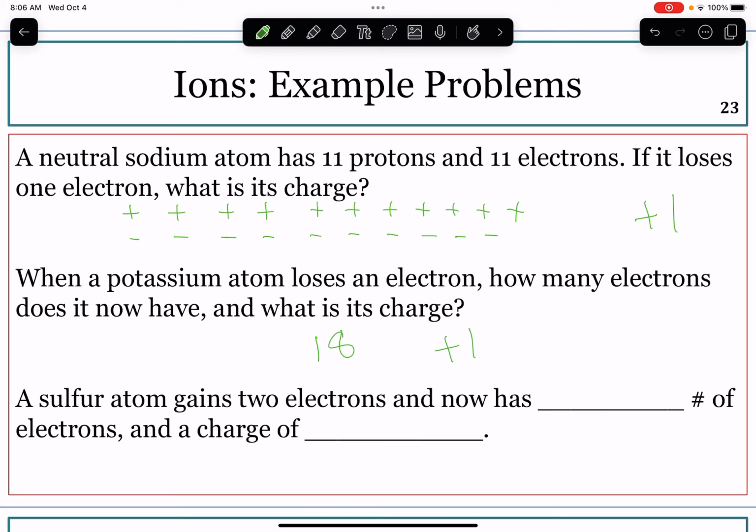A sulfur atom gains 2 electrons and now has blank number of electrons and a charge of what? Well, a sulfur atom has 16 protons and 16 electrons when it is neutral. So when it gains 2 electrons, it will have 18 electrons, and the charge would be a -2 because it has 2 extra negative electrons that don't get to cancel out with any of the protons.